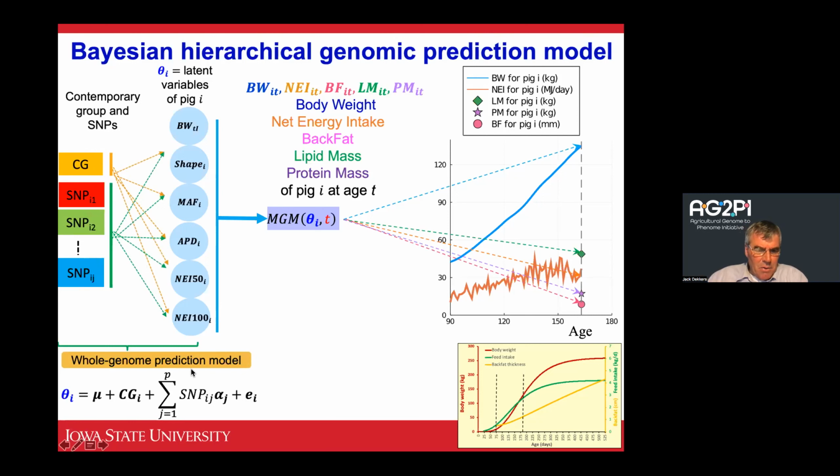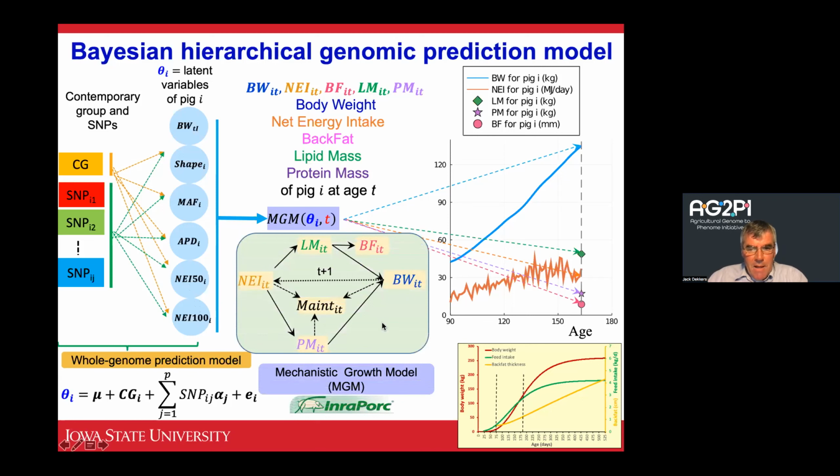I should say that the whole genome prediction model, so here we have 6 latent variables, is implemented as a multi-trait genomic prediction model, considering the correlations among these latent variables, which are also estimated.